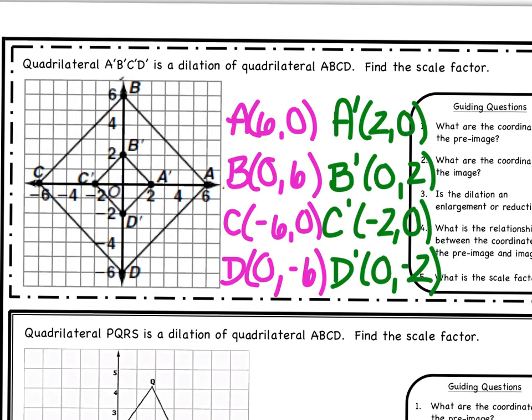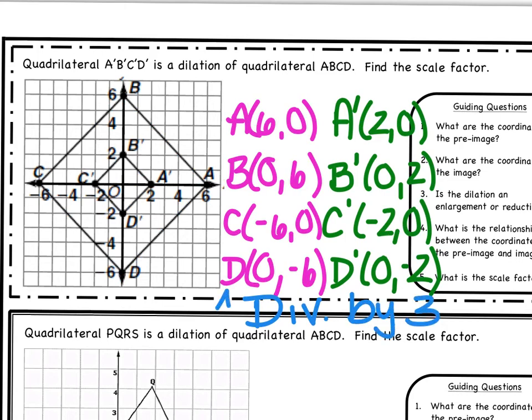So what I'm looking for is what is that relationship? How do I get from a 6 to a 2? Now, I know that I am looking at multiplication and division only. I am not looking at addition and subtraction because addition and subtraction do not create a dilation. It is multiplication or division only. So in order to get from a 6 to a 2, I know that I am dividing by 3. That is my pattern here. So divide by 3.